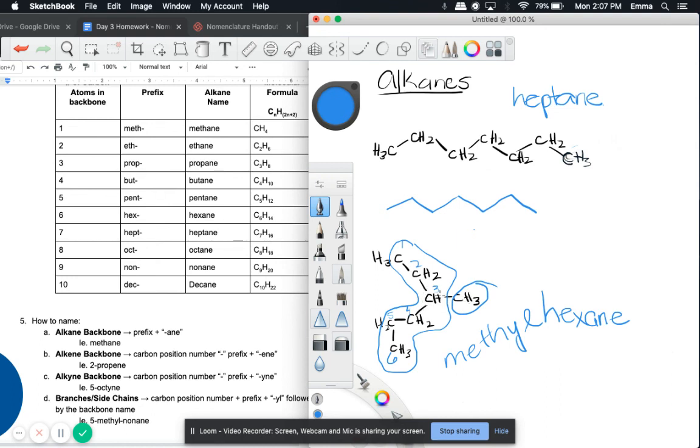And we want that number to be the lowest number. So I ordered it from the top down so that it fell on a 3, which would be the right answer. So it should be 3-methylhexane. But just to show you the other option, if I numbered it bottom up, it would be 1, 2, 3, 4, 5, 6, and then that number would be 4 that I would have to list here. So that's the wrong answer. Don't put 4. It would be 3-methylhexane as the right answer.